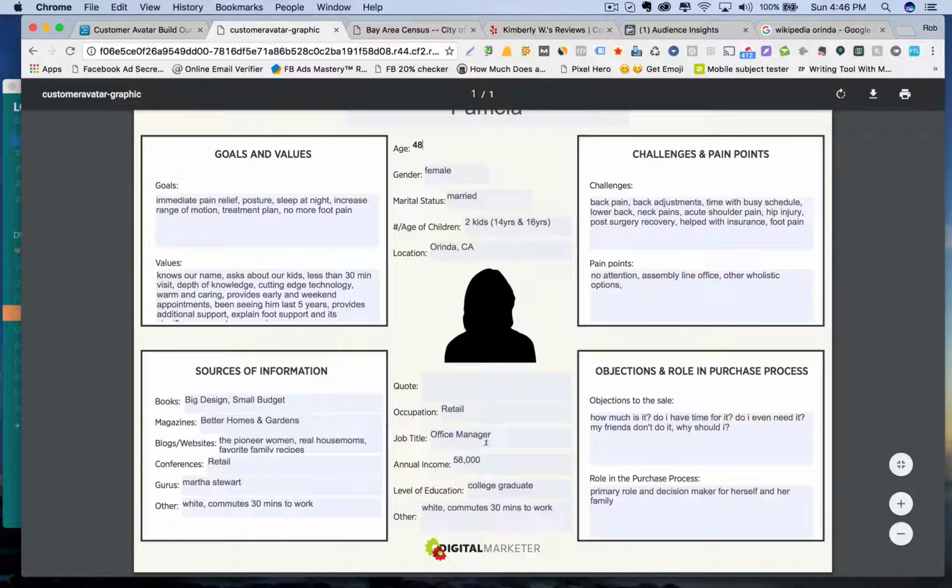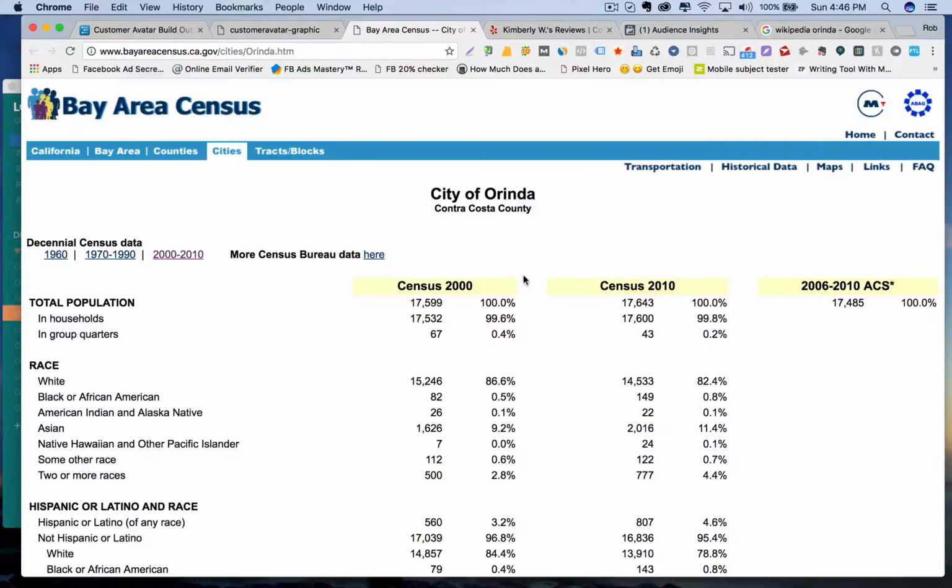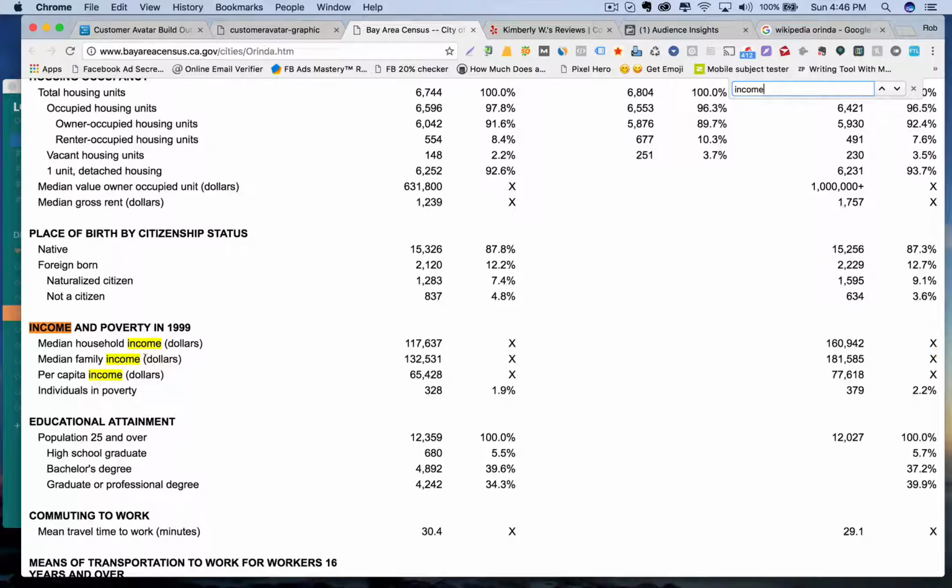Occupation, job title, annual income, education. Okay, so that's what I'm looking for. Then I'll go here. Income. Median household income, 117. Median family. Okay, so that's household. I'm assuming it's going to be both.